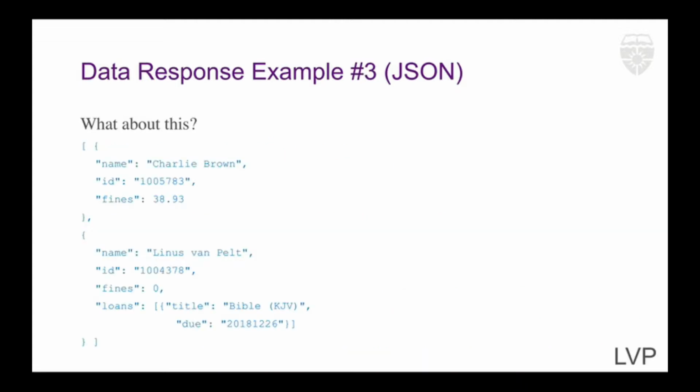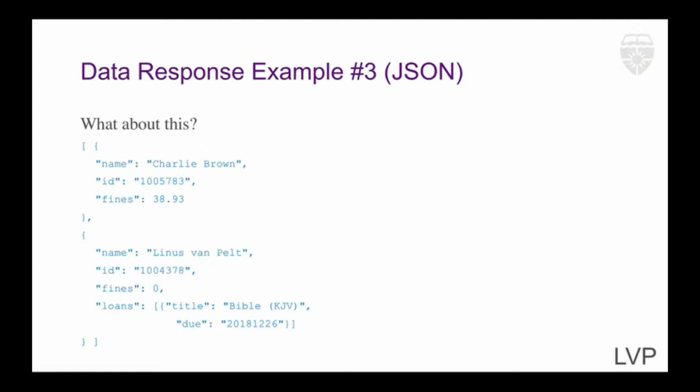So data response example number 3, now we're getting a little bit more complicated. We know it's an array, but what is this? What's it an array of? Patrons. Patron or patrons? Patrons. Yep, there's 2 records here. You'll notice the commas are important. Commas help denote this is one item, this is another item. Sometimes the items are named. Name, Linus. Name, Charlie Brown.